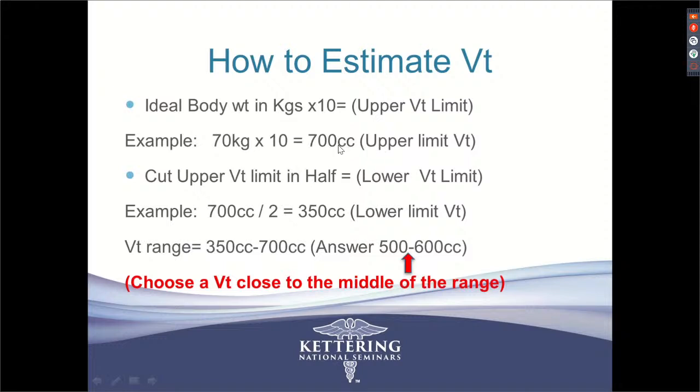And then to find the lower limit tidal volume, all we're going to do is cut this number in half. It says here to cut the tidal volume limit in half, and that's going to give us our lower tidal volume limit. So I take the 700, divide it by 2, and that's 350 cc's. That's the lower limit. So our tidal volume range for this 70 kilogram patient is 350 cc's on the lower end, up to 700 cc's on the upper end.